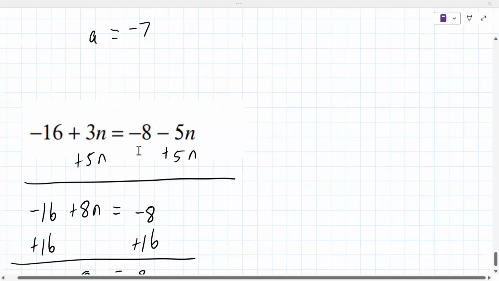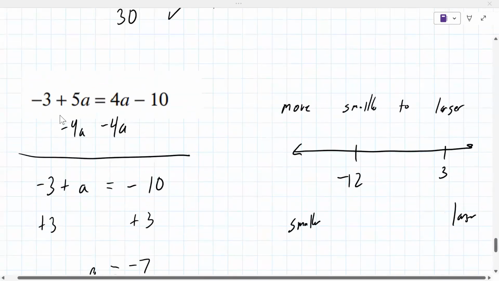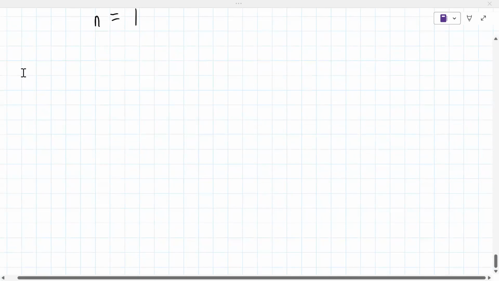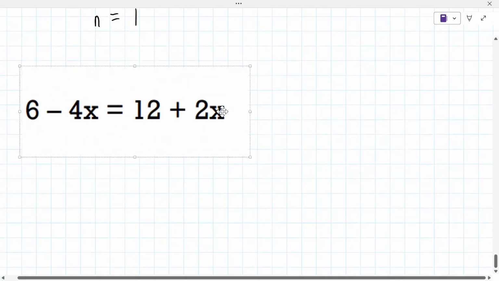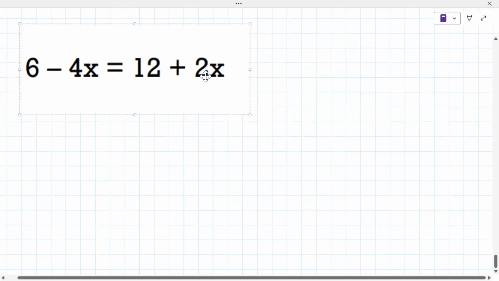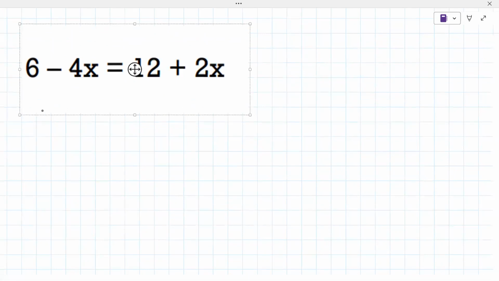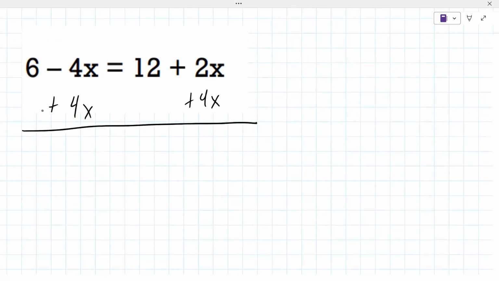So we've gotten in the habit, with all the problems we've been doing, of moving the variable left, but that is not always the case. Typically you just look and say, okay, which is smaller, -4x or +2x? Well, add 4x to both sides. So this time the variable's on the right.